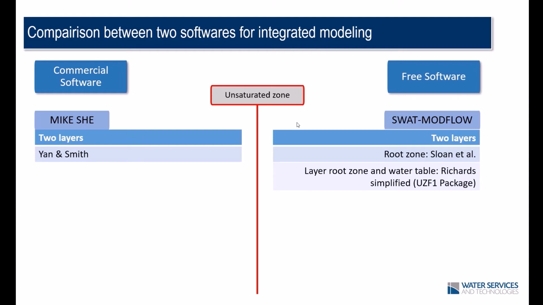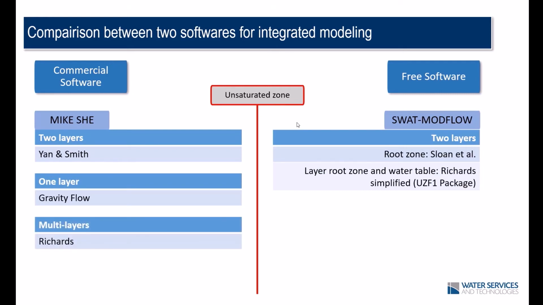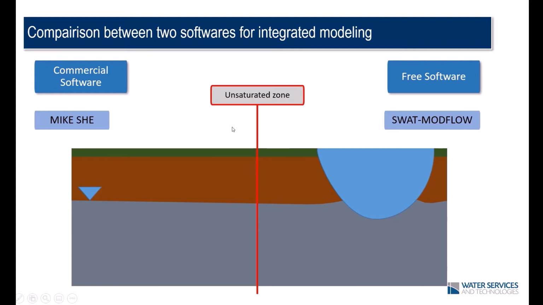So if you want a faster simulation, you can choose the 2 layers option. And then with this option, MIKE-SHE uses the equations of Ian and Smith. You can choose the 1 layer option, and this uses the gravity flow. Or if you have a good hardware, you choose the multi-layers that use the Richards equation and gives you better results. And there's another big difference here between the SWAT-MODFLOW and MIKE-SHE in the unsaturated zone.